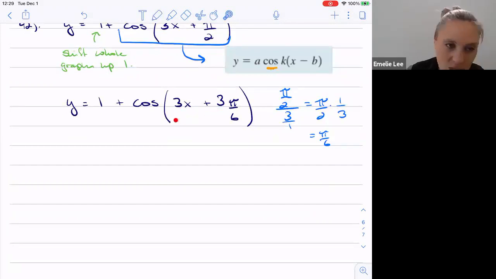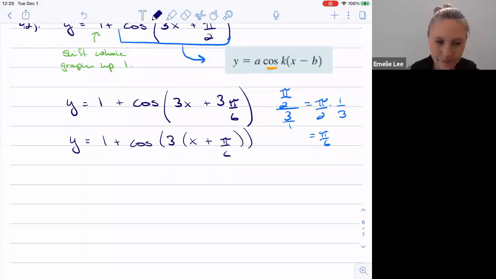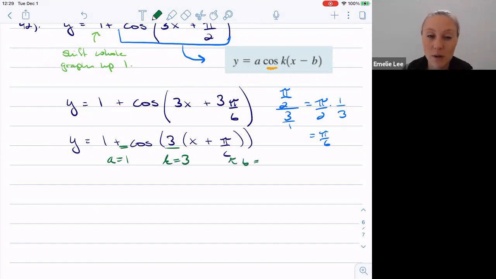Now I can pull out this common 3 outside, and so I get y is 1 plus the cosine of 3 times x plus pi over 6. Okay, so here, let's see. A is 1, K is 3, and B, it's x plus pi over 6, so B must be negative pi over 6, which means it must be a shift to the left of pi over 6.